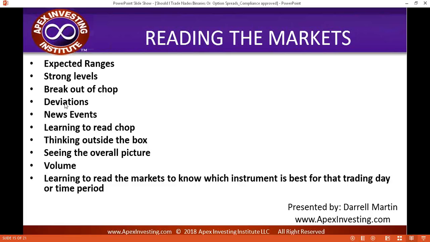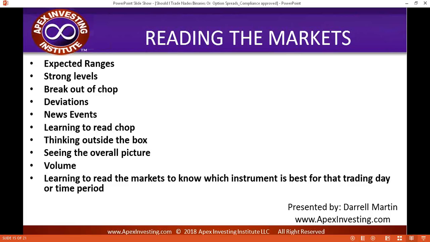What are our deviation levels? What is the expected move of the market or expected highs of the day? Are there news events coming out today that could make the market move quite a bit? You have to learn to read chop, and you have to kind of think outside the box.